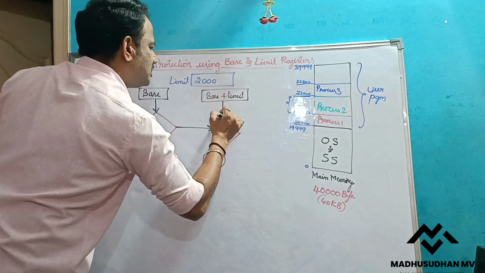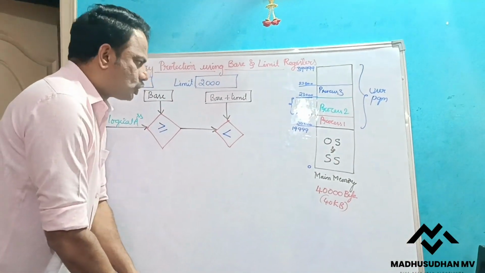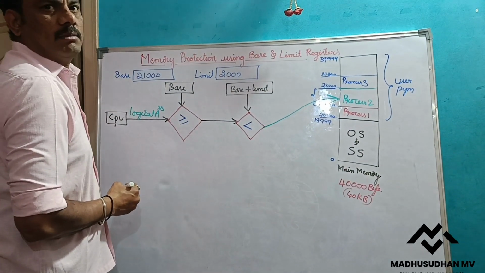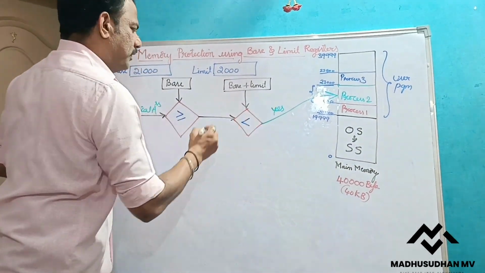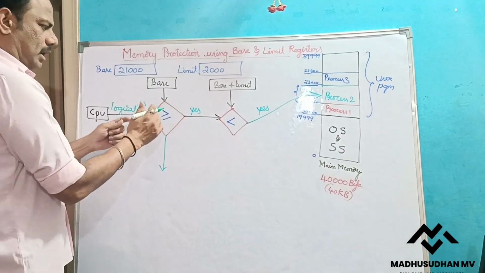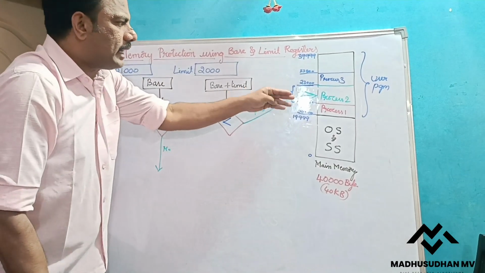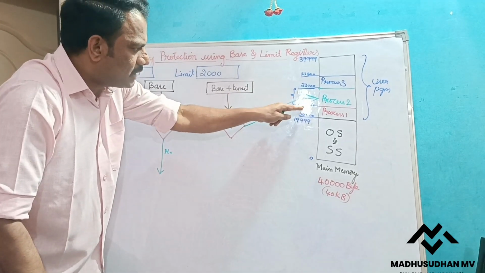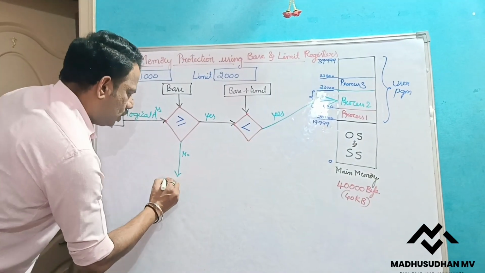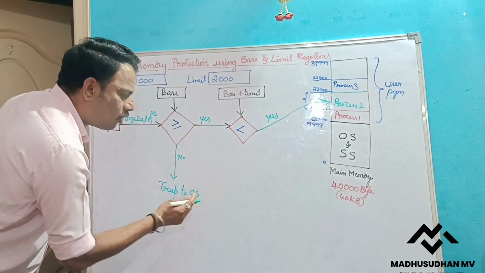With this I will check, and the address should be lesser than that. If this is true, only then I allow access into the main memory. Suppose it is no, for example the logical address generated is not greater than or equal to the base. Then it is obviously lesser, and process 2 cannot be allowed to access. So we generate a trap, an error trap to the operating system. This is a software interrupt.